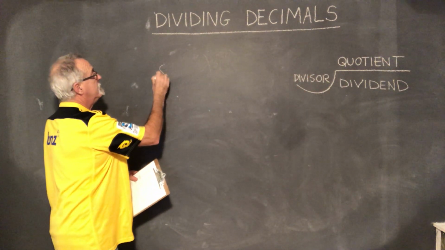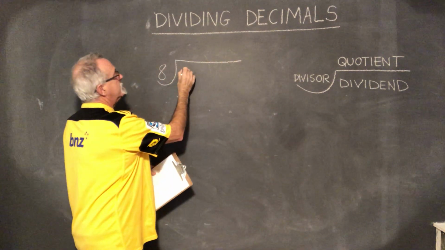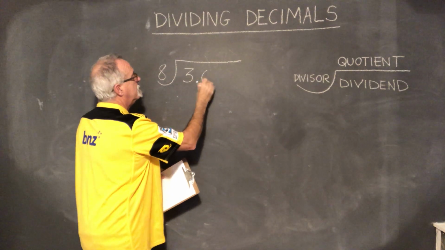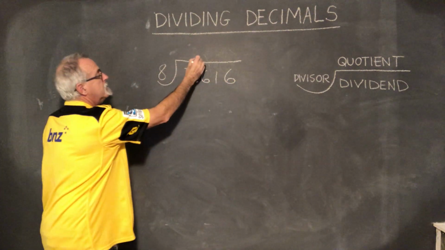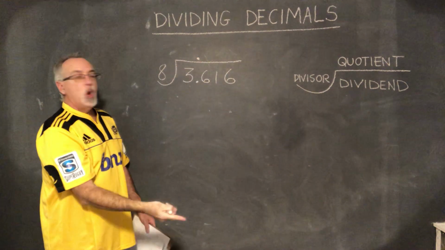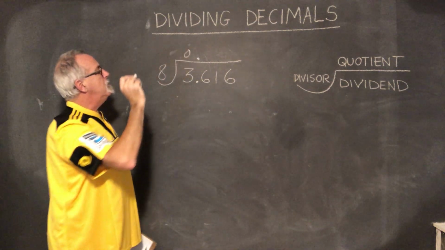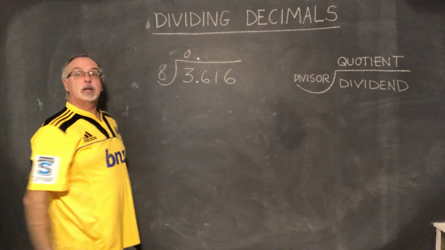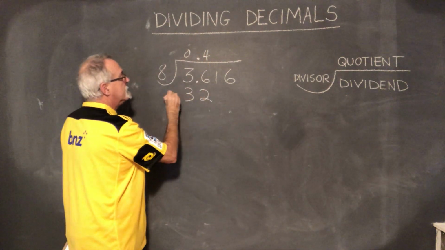8 into 3.616. Decimal right above other decimal. Does 8 fit into 3? No, so I'm not writing anything here, or I can put a 0. I think this time I'm going to show the 0. Does 8 fit into 36? Yes. 8 times 4 is 32.